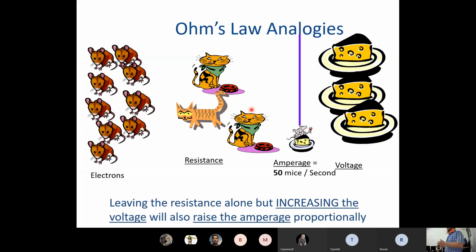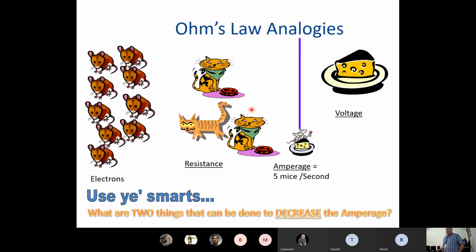And in some cases you want to increase amperage, some cases you want to decrease. So if you wanted to decrease, you just do the exact opposite. You would decrease the cheese or increase the resistance. Does that make sense? Okay. So to decrease amperage, same idea.